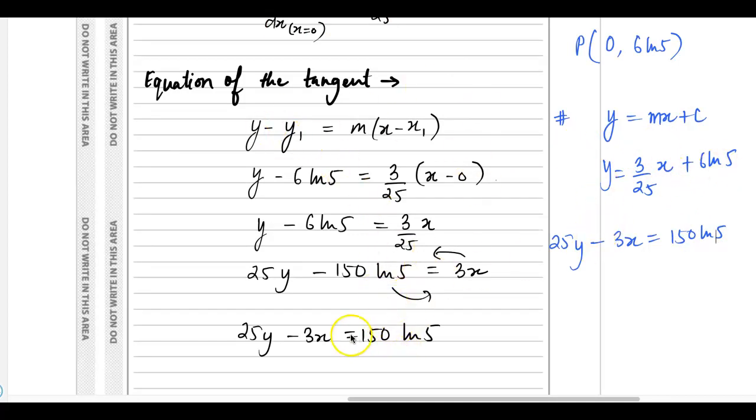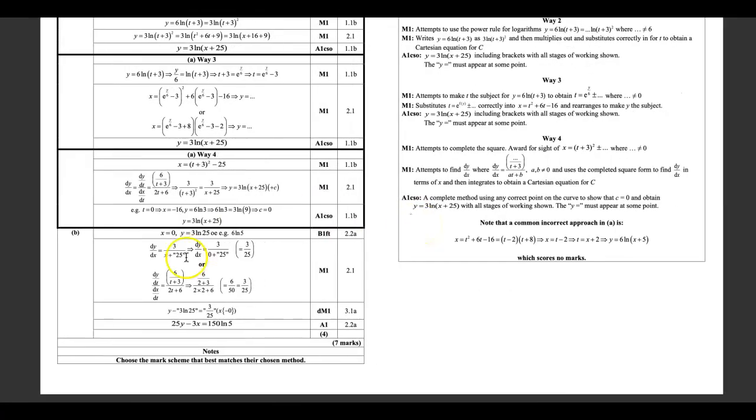Let's match it. So we've got 25y minus 3x equals 150 ln 5, and that is 25y minus 3x. Yeah, I think it is correct.